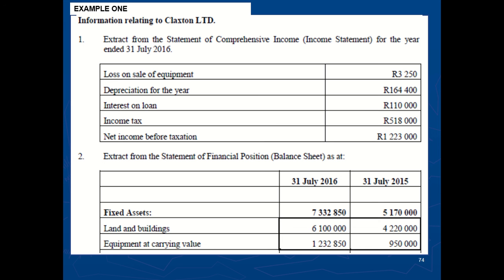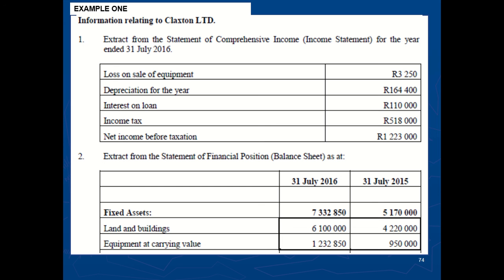And land and building, as per the accounting principle, will always be measured at cost price because it doesn't depreciate, and it remains at cost price. So you don't need to know the carrying value. You will never be given the carrying value of land and buildings. Now, in this case, guys, our land and buildings has gone up.